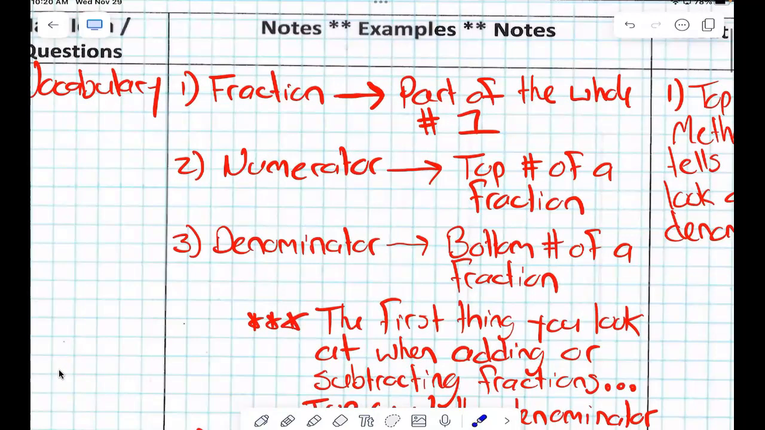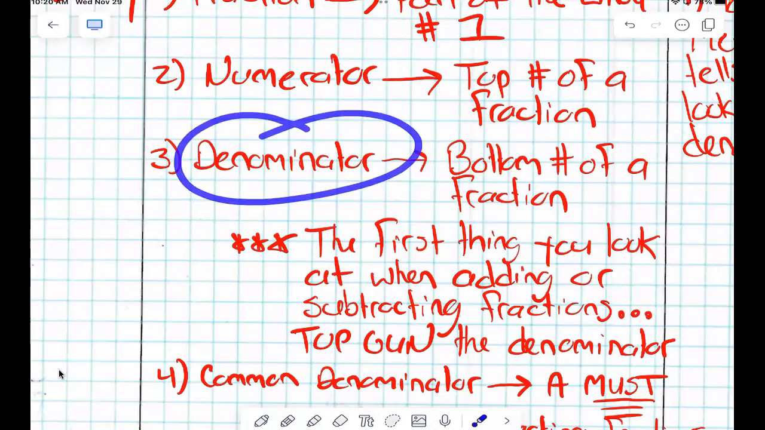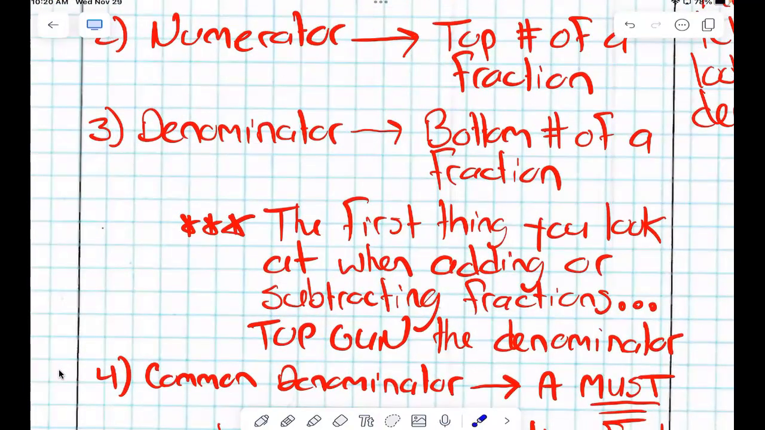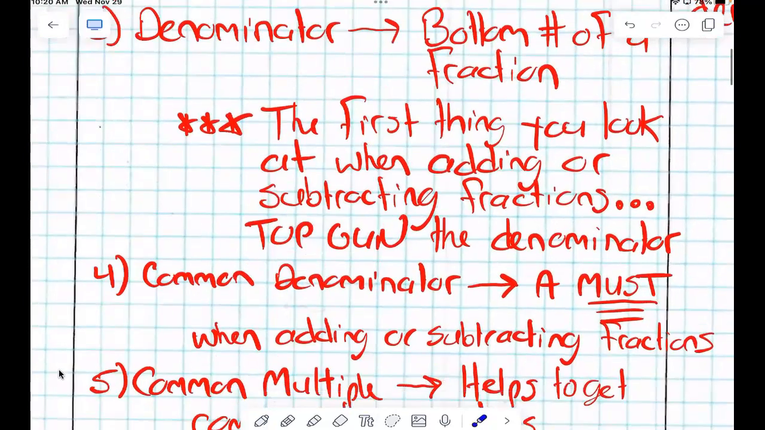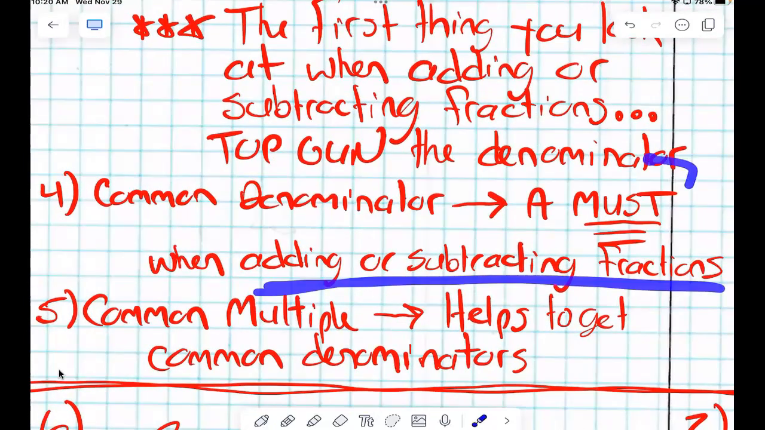What's the top number of a fraction called? Numerator. Bottom number? Denominator. Speaking of denominators, what is the first thing you always look at when you're adding or subtracting fractions? Denominator. We call that what method? The top gun. Top gun means you always look at the denominator first, right? Okay. Do you need to have common denominators when adding or subtracting fractions? Yes. You not only need to, you must have them. You can't do it if you don't.